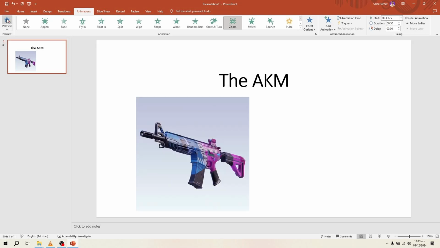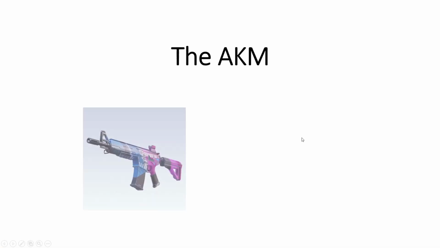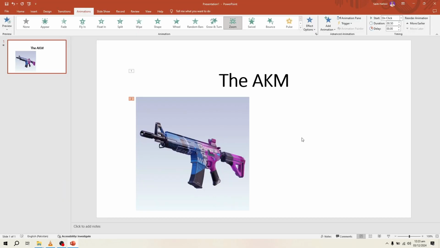Preview your work by clicking Play All in the animation pane to check how the elements animate in sequence. When you play the slide, you'll see the title fade in first, followed by the zoom effect on the video. This combination creates a polished and professional presentation slide.